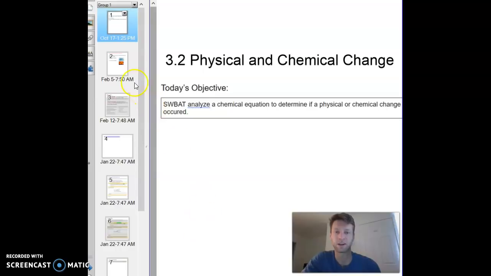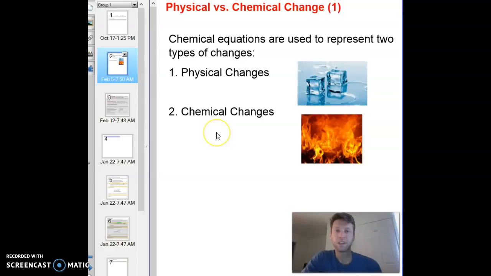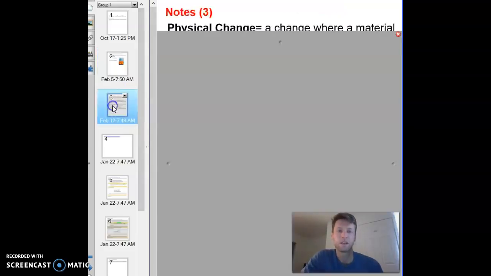Let's get started. You've already completed your read to learn, so you should have picked up the main information about what a physical and a chemical change are. We're going to be learning those two new vocabulary words today and then using them to analyze chemical equations to figure out a little bit more detail about what actually is happening. So we are going to start in our guided instruction.